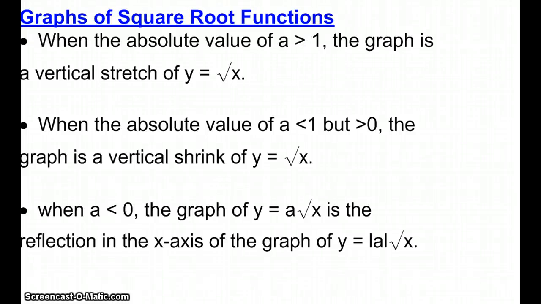Take a look at these graphs of square root functions. When a is greater than 1, the graph is going to be a vertical stretch of the original. When the absolute value of a is less than 1 but greater than 0, the graph is a vertical shrink. That means you're multiplying by a fraction, so it's going to be narrower. When a is less than 0, the graph of a times the square root of x is going to be a reflection. It's going to be in a different quadrant. It's going to be like the mirror image that we saw when we were doing parabolas.